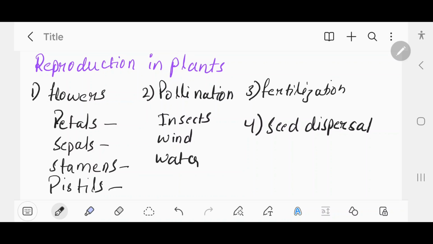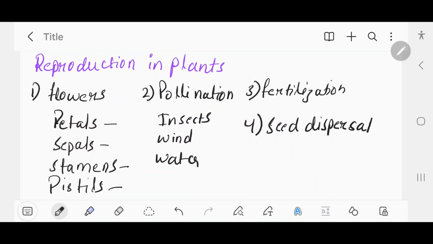Through wind, some seeds like dandelions have structures that help them float in the air. And by animals, sometimes animals might eat fruits and later drop the seeds in different locations. And through water, some seeds can float and travel across water bodies. And by explosion, some plants have pods that burst open to spread their seeds.